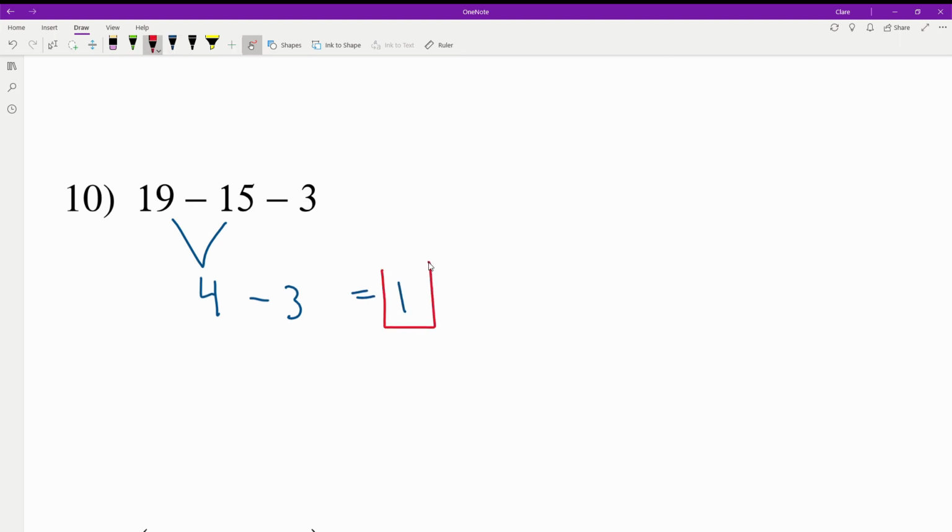Now, why is it important to work left to right when dealing with subtraction? Look at this. If we wound up doing 15 minus 3 first, we would get 12. And 19 minus 12, that's definitely not going to give us 1. That's going to give us 7. And 7 does not equal 1, so for this expression, I got two different answers. I got 7 and 1. But by order of operations, we work left to right. 19 minus 15 is 4. 4 minus 3 equals 1. That is the correct answer.